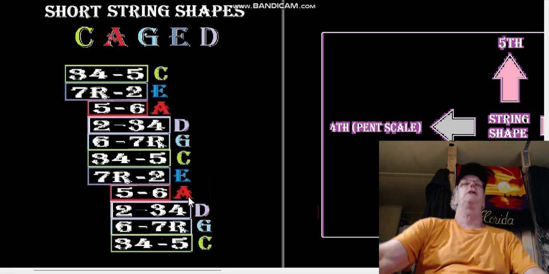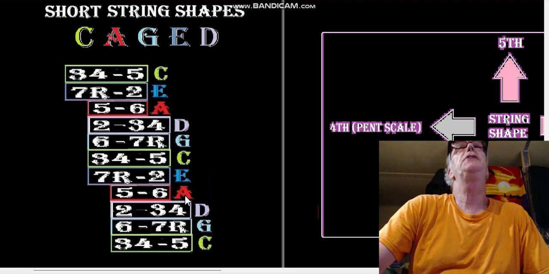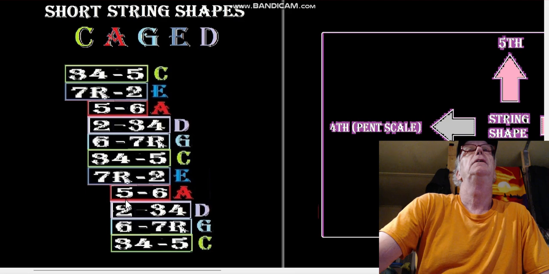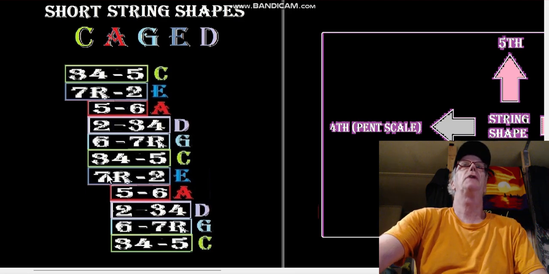What's the next shape? I know I'm going to play the A shape, but where is it? You just have to remember that the A shape is right in the middle of that S3, S3S short, 2, 3, 5, 6 root 2, that box right there. So it's going to be right in the middle there.